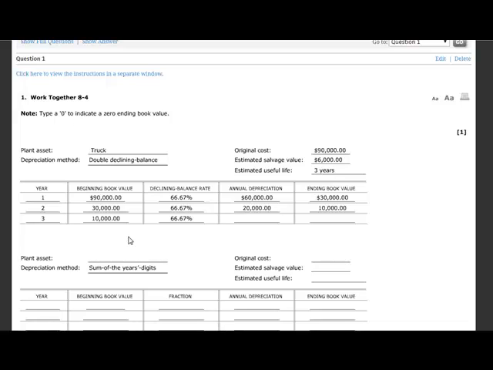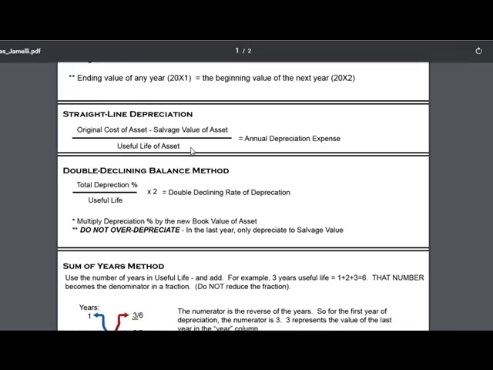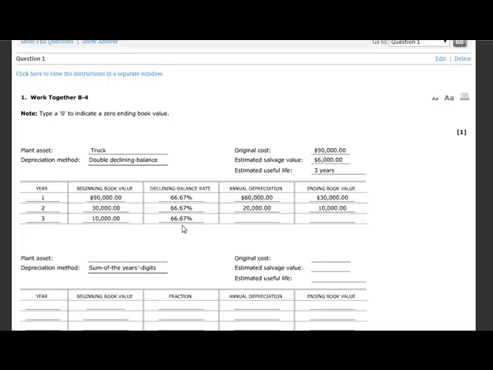Now, I want you to make note of this. Print this sheet out and write this in pen somewhere on this. I have it written here, but you write it too. Do not over depreciate. In the last year, what might happen if I take 10,000 and multiply it by 66.67%, I'm going to get this. And then if I subtract, it's going to look like this. Well, without the extra 3. What's wrong here is that my estimated salvage value is 6,000. I've over depreciated it.